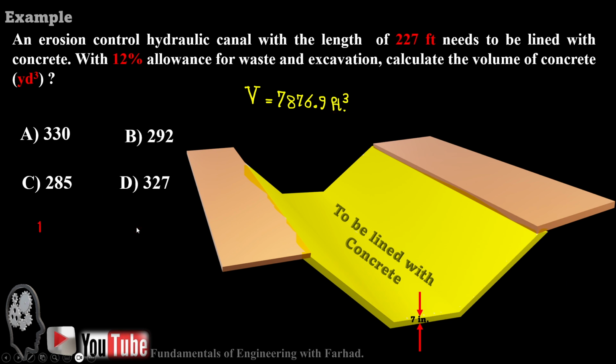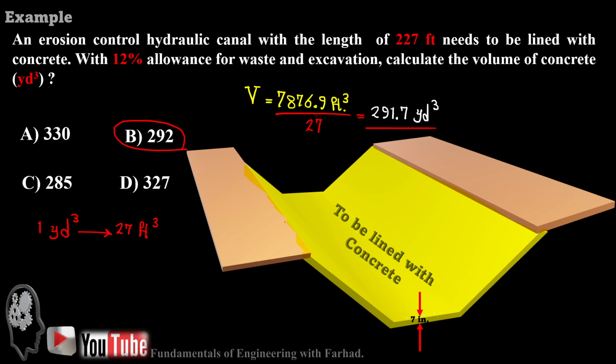And each cubic yard is equal to 27 cubic feet. So simply divide this volume by 27. It just gives us 291.7 cubic yards, and we can easily see that in our choices in our problem. But that's not the correct answer. That's just a rabbit hole. Be careful of that because it didn't consider the 12% allowance.